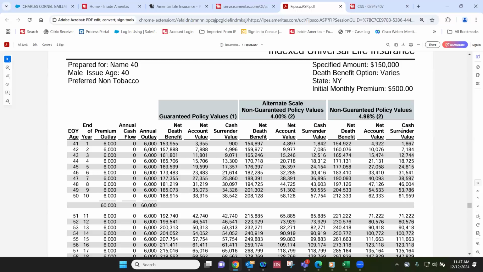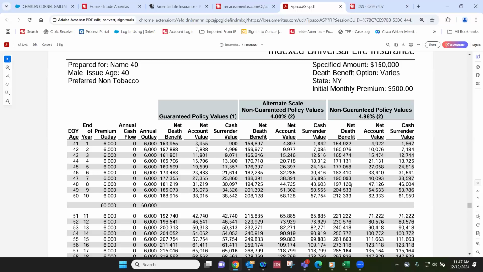But when we look at this illustration, we are looking at three different things. We're looking at the 4.98, which is the columns all the way to the right. We're looking at the center columns, which is the 4%. That is an alternate scale, more off your fixed rate of return. And then you have your guaranteed column all the way to the left.